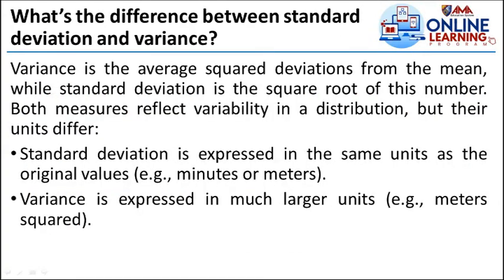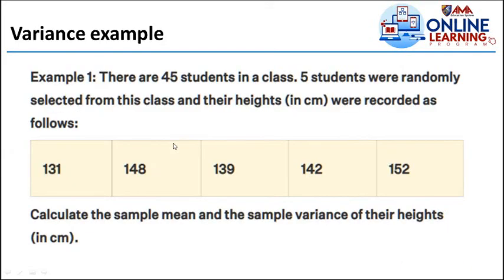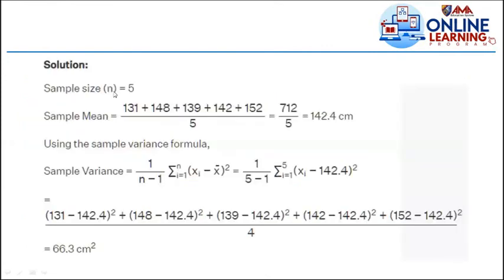Next, ito yung solutions po natin. Sample size n is equal to 5. Sample mean is equal to 131 plus 148 plus 139 plus 142 plus 152 divided by 5. So, saan po nakuha yung mga data na yan? Yung n natin, we're referring to the number of the population. Dito, the sample population is 5. Although the total population is 45, our sample population is only 5 students. Tapos, so that is our n is equal to 5.